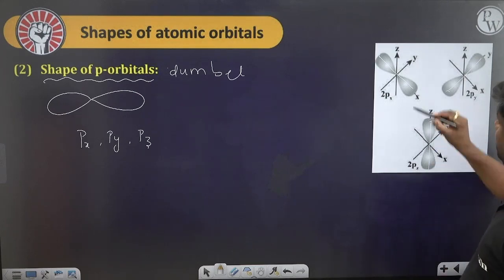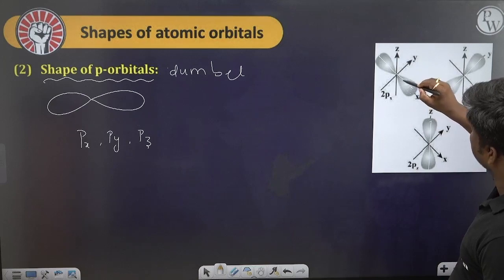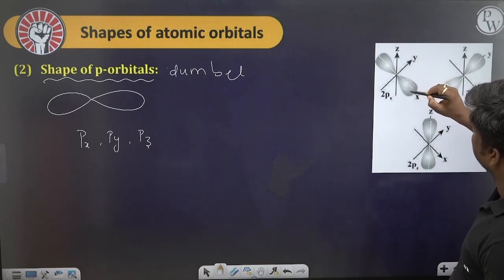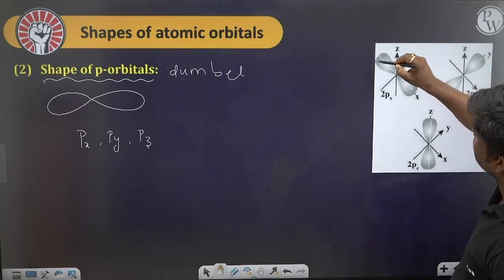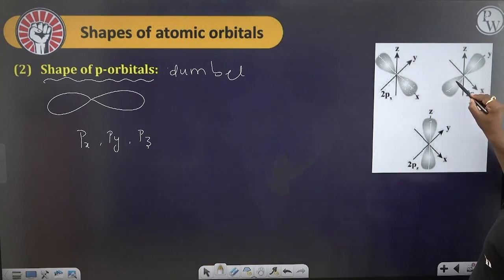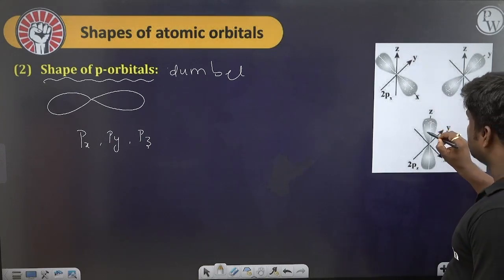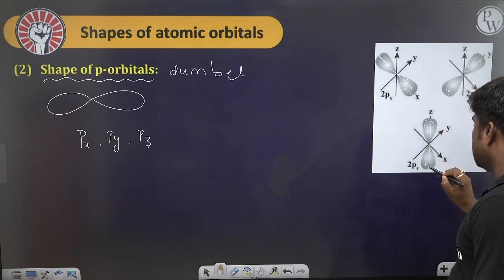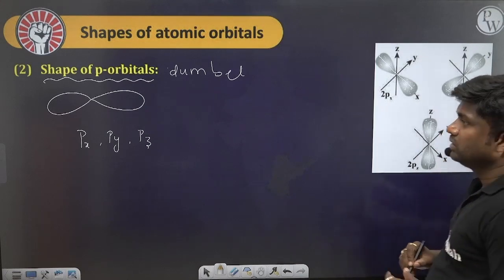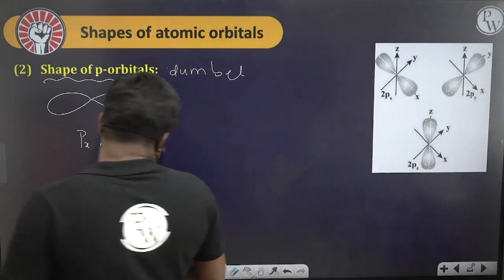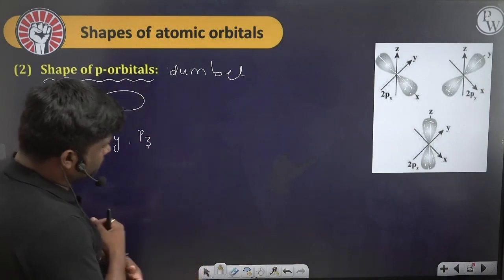It means the electron density is present on the x-axis. Px orbital means the electron density is present on the x-axis. Py orbital means the electron density is present on the y-axis, like this. And pz orbital means the electron density is present on the what axis? Z axis. Pz orbital, like this. Okay.